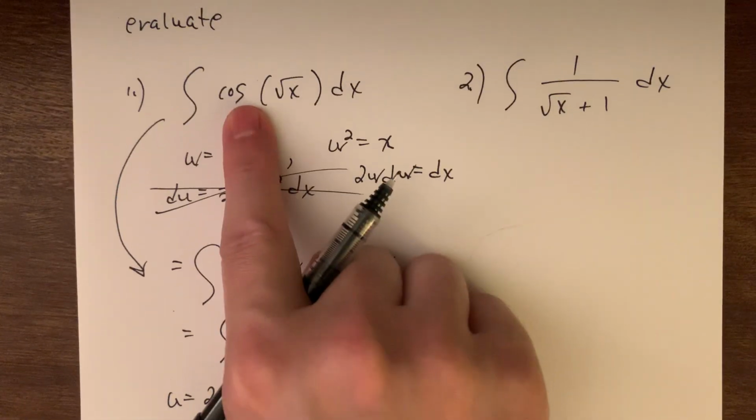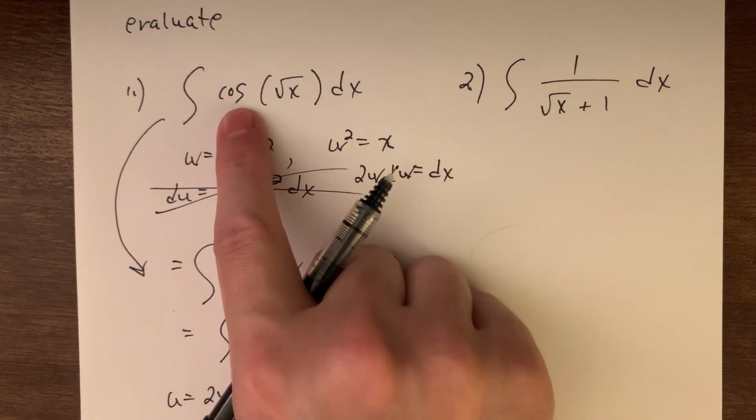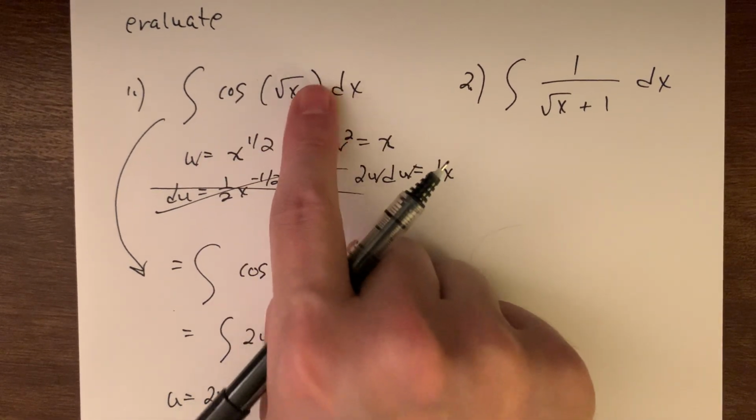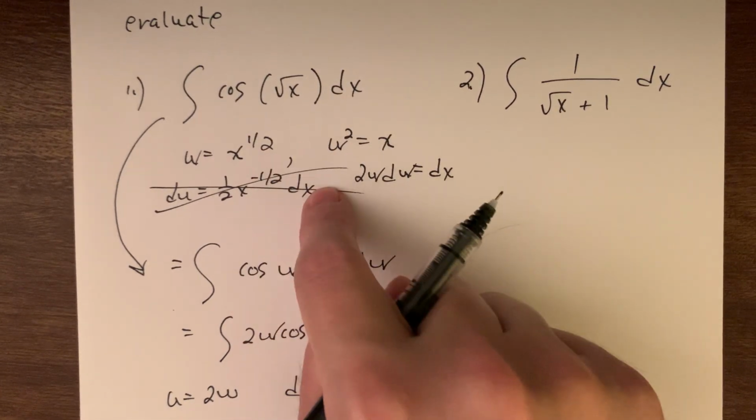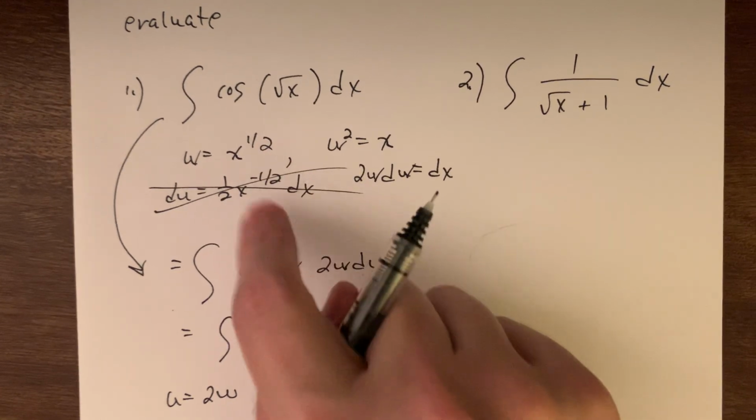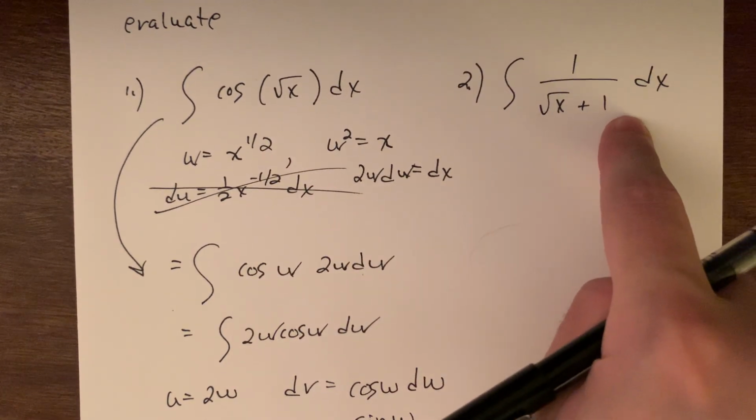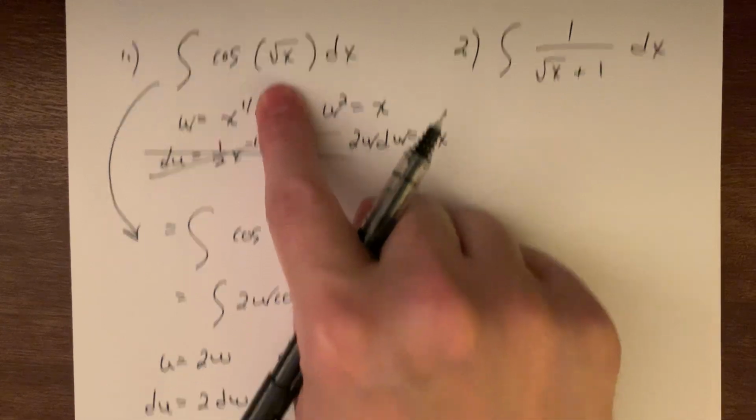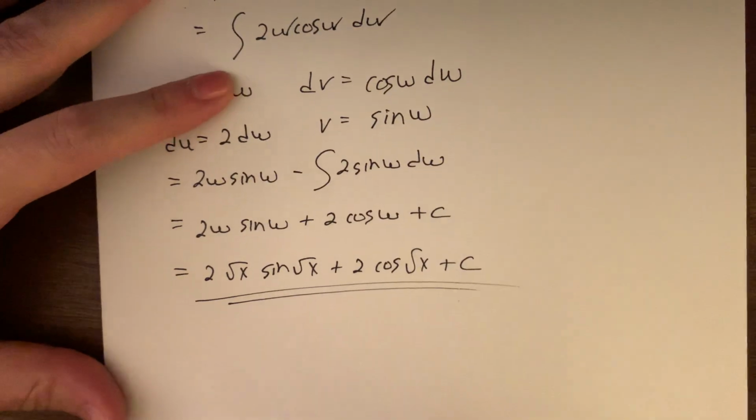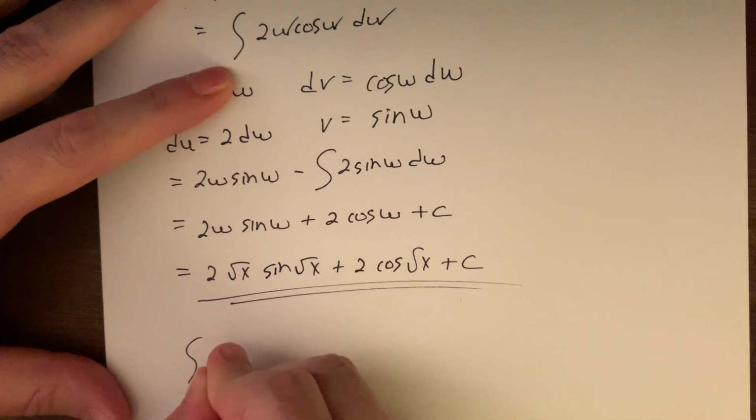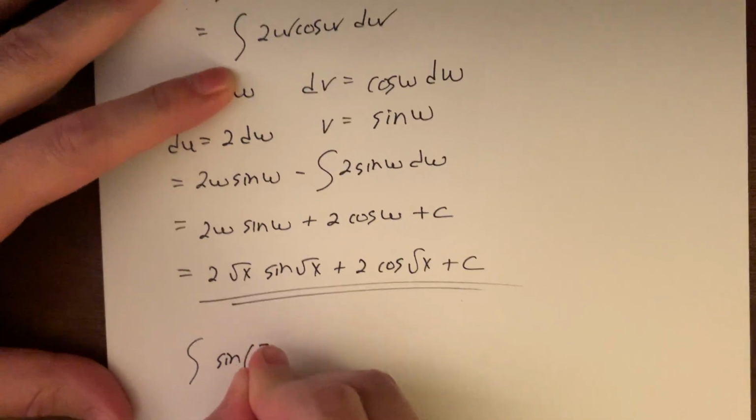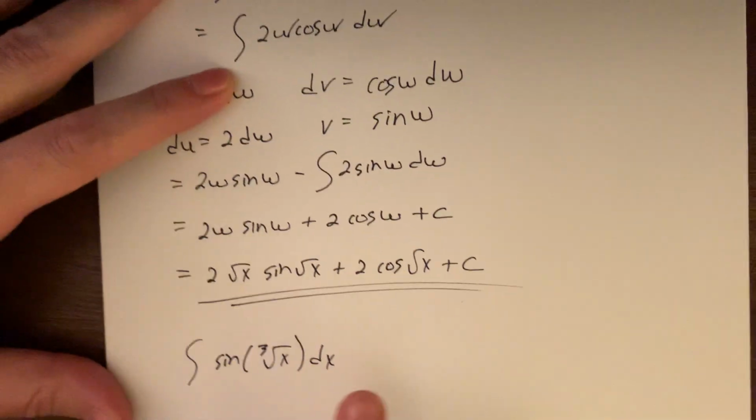Nothing at all special about cosine, if that was sine. If this was e to the square root of x, this would be the way. Just one more quick point before I move over to here. This is the problem we just solved, but just take a quick peek at one that's similar. Let's do sine, and let's do the cube root of x.